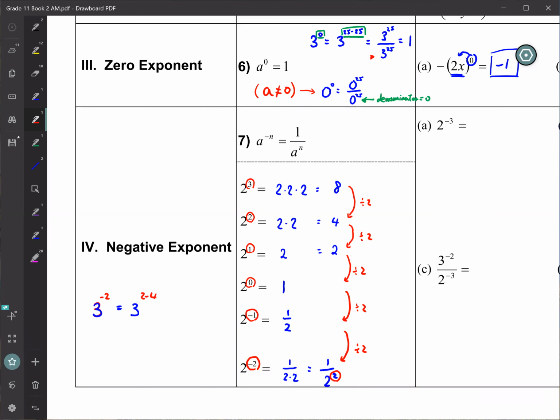Using the last rule, the subtracting one, I can write it as dividing. When you subtract, the exponent is the same as dividing. It would be the same as 3 squared, subtract 3 to the 4.